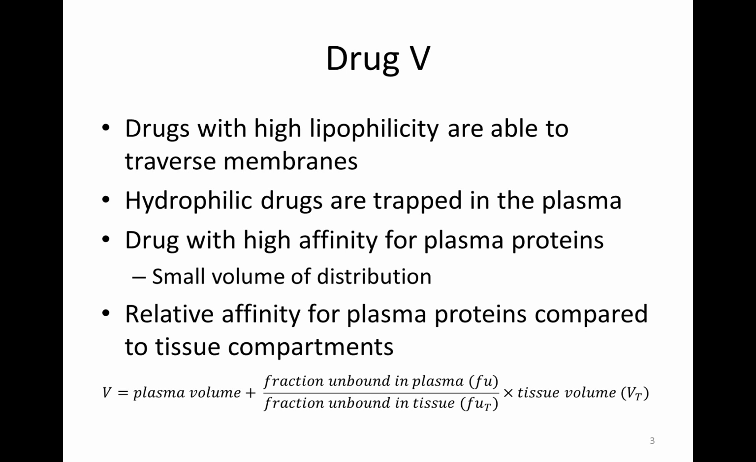Another important determinant of volume of distribution is the relative affinity for plasma proteins such as serum albumin compared to that for the tissue compartments. If a drug is highly plasma protein bound, it is likely to have a smaller volume of distribution, again reflecting restriction to plasma volume. The formula here shows the relationship between tissue affinity and affinity for plasma proteins in determining volume of distribution.